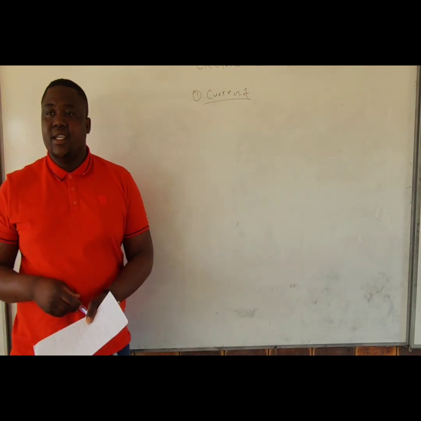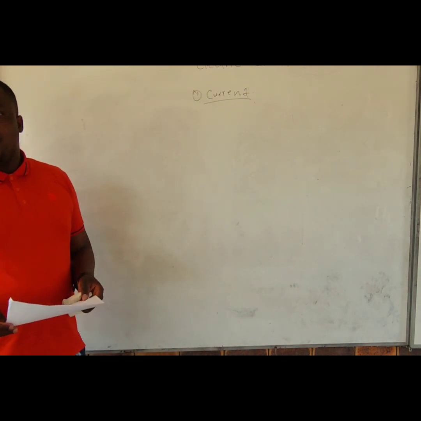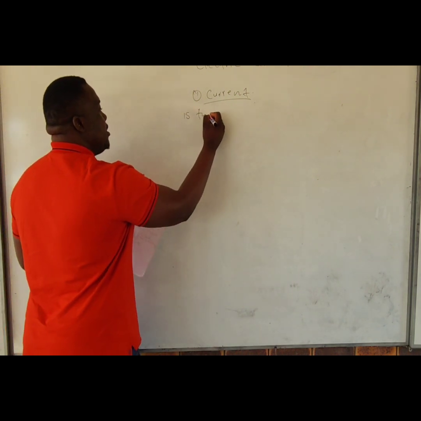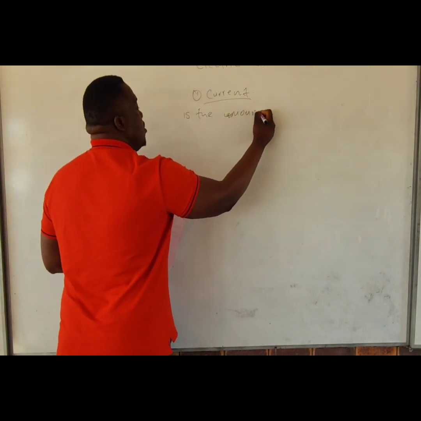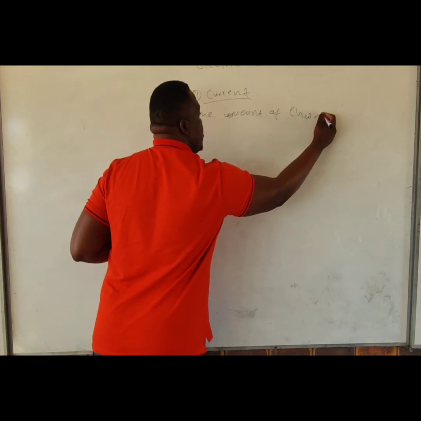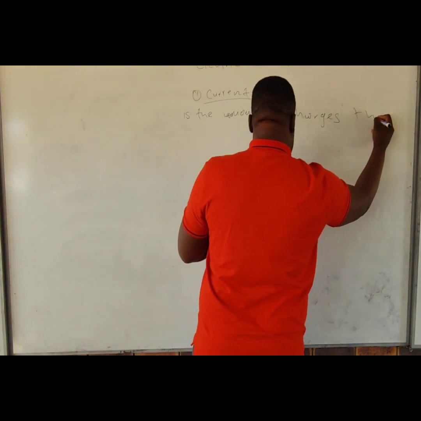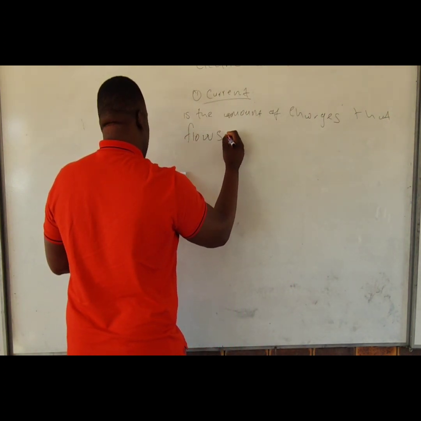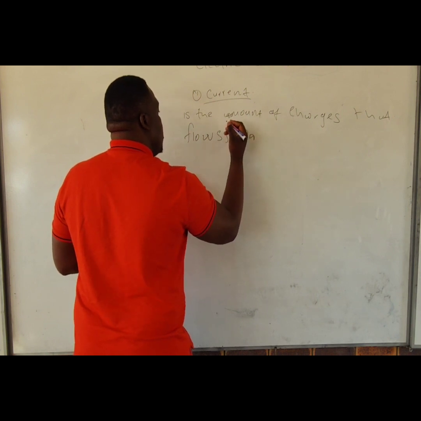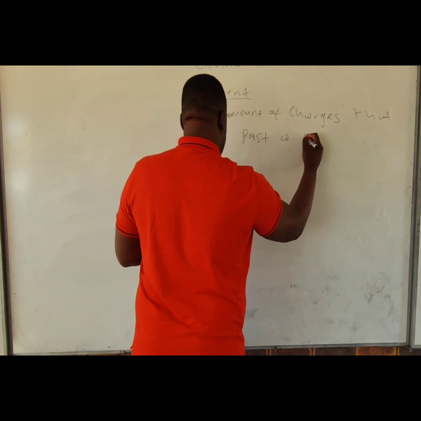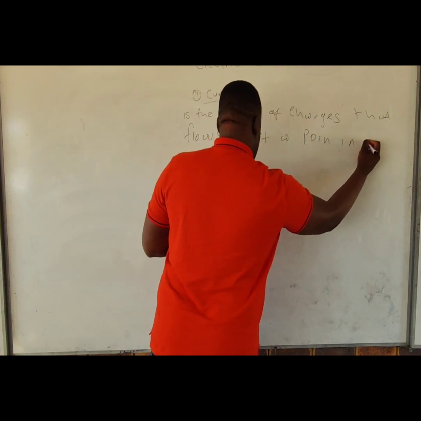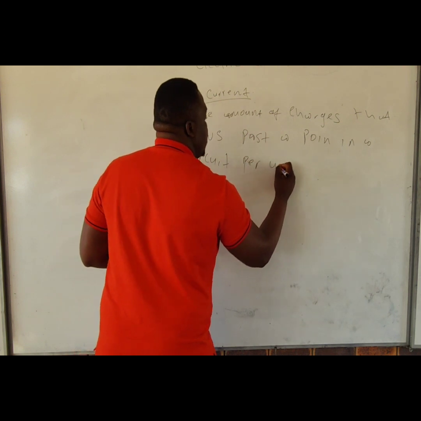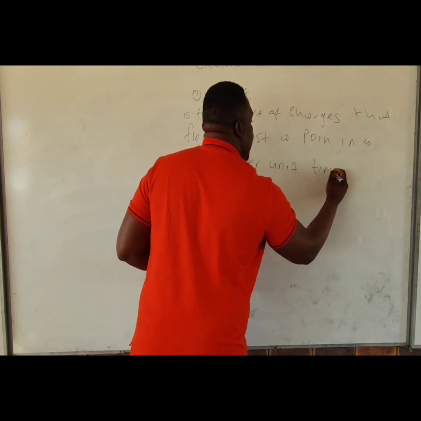There's what we call what? Current. What is the current? Current is the amount of charges that flows past a point in a second, per unit time.